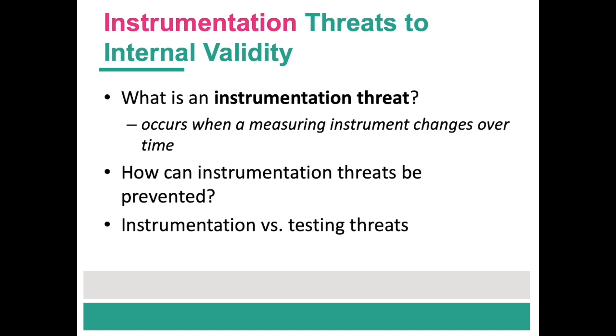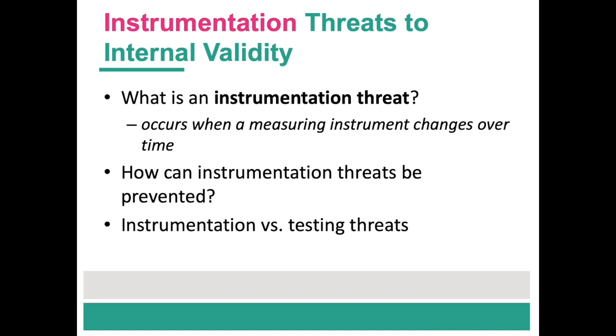All right, the last one that's specific to this one group is instrumentation. This threat occurs when a measuring instrument changes over time. So over time, depression instruments have changed. We have different measures of depression. So if your study is kind of long-term, maybe over several years, this can happen sometimes, where the way that you're measuring depression could change over time.